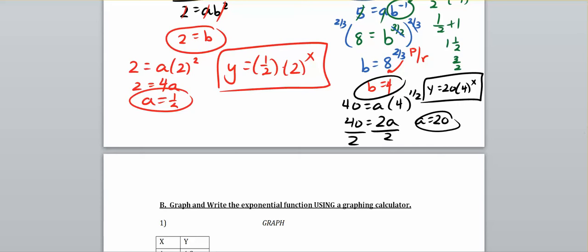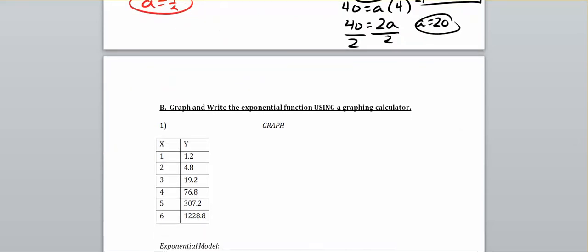Okay, the second part we're going to do using the calculator. We're going to graph these and then write the exponential function using a calculator. So what I want you to do is go to Stat Edit, and type in your L1s and your L2s, your x values and your y values, just like we've done many times with linear regression, quadratic regression, cubic regression, and so on.